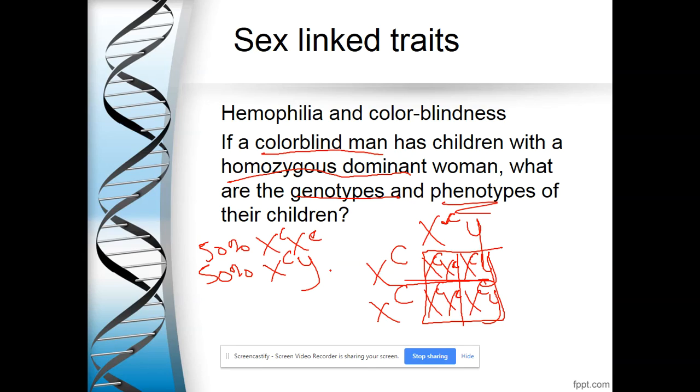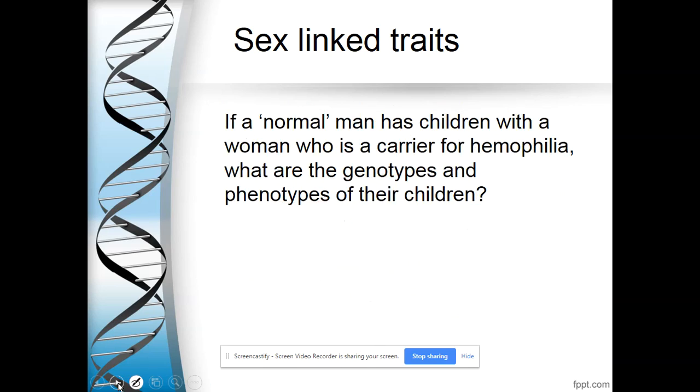And then in terms of phenotypes, we're going to have 50% girls with normal vision because they've got that dominant allele, but they're carriers because they also have a copy of the recessive. So I've got 50% females with normal vision, but they're carriers, and then 50% boys with normal vision would be the genotypes and phenotypes. So hemophilia is also a sex-linked trait in humans.